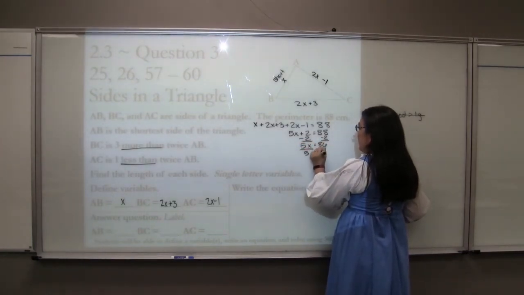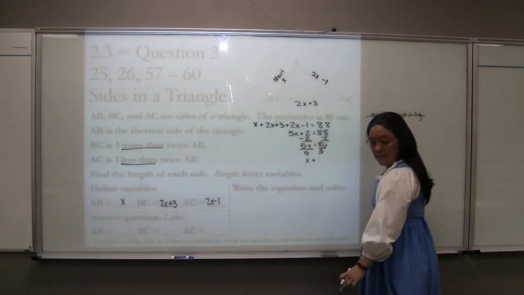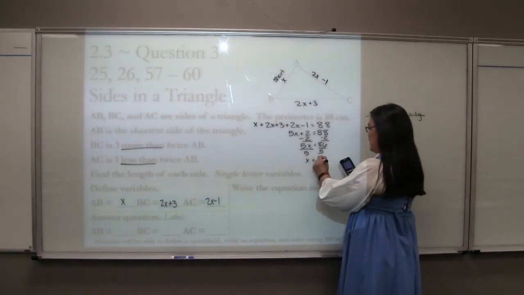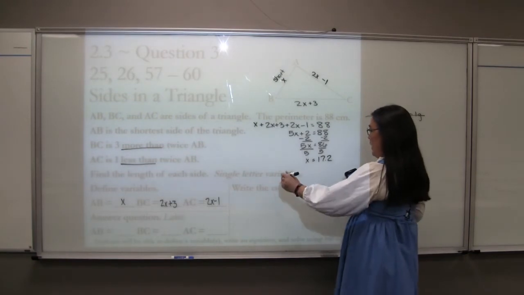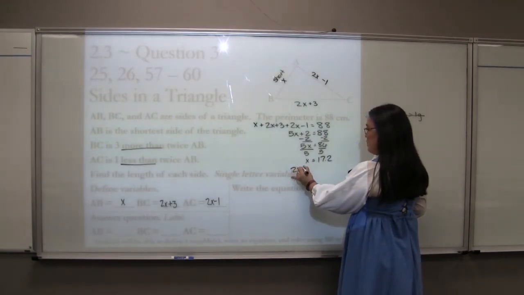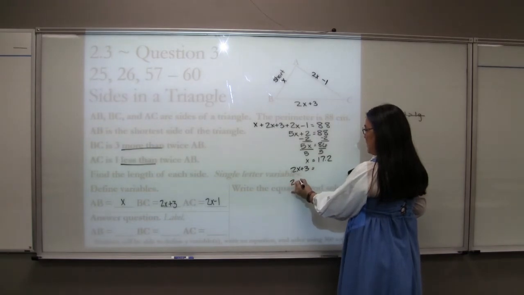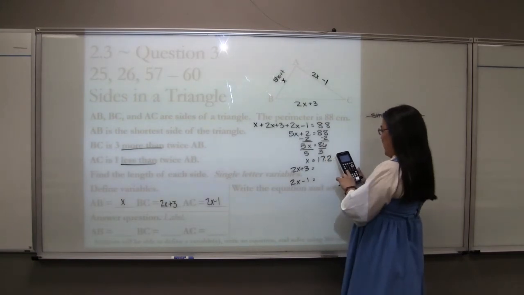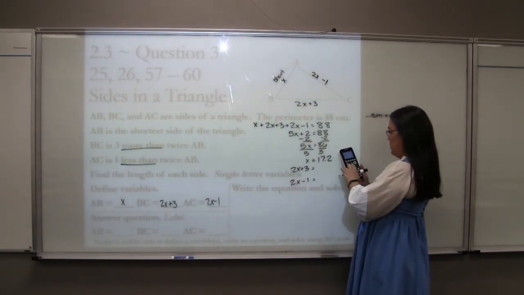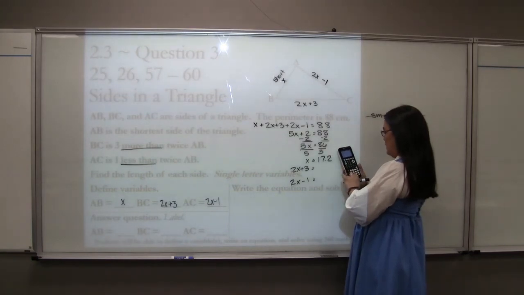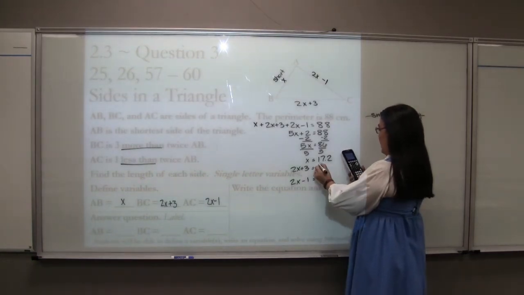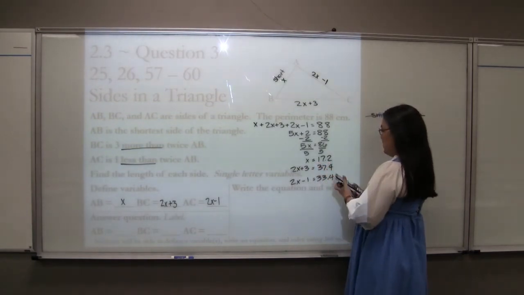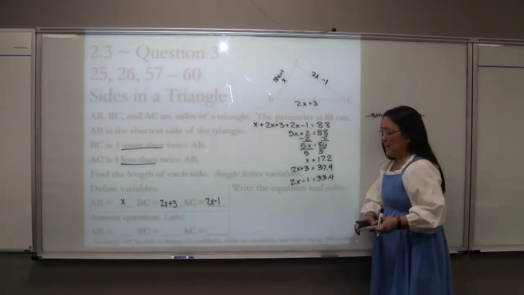Divide by 5. And 86 divided by 5 is 17.2. We have x and 2x plus 3 and 2x minus 1. I'm going to take my 17.2 and store it in for x, enter. And now that x is 17.2, I have 2x plus 3, enter, and 2x minus 1, enter. And that will give me 37.4 and 33.4. If I want to double check, I can add those up together and it will give me 88.